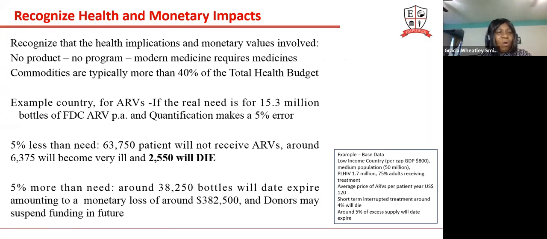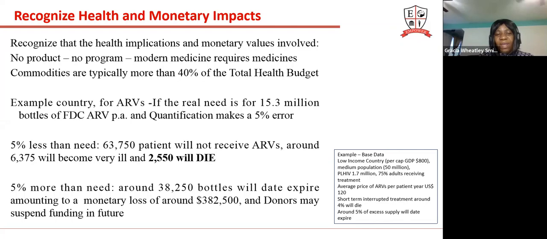So let us look now at our health and monetary impacts. Do they have any impact? Recognize the health implications and monetary values involved. If we have no program, we have no product. No product, no program. Modern medicines are required to have a successful program. So our commodities are typically more than 40% of our total health budget. Health commodities, pharmaceuticals, take up quite a bit of our health budget.